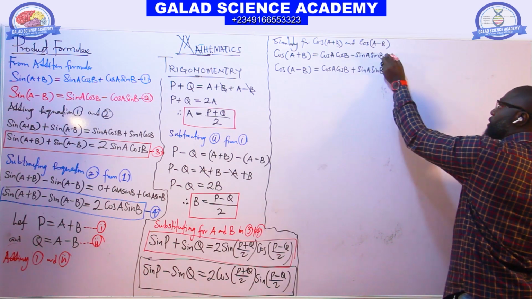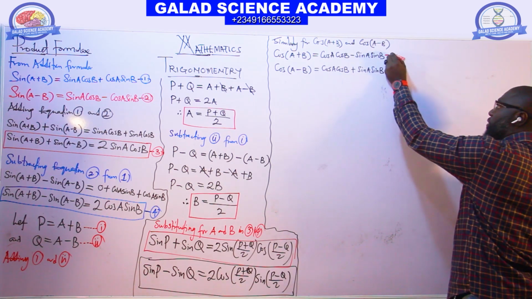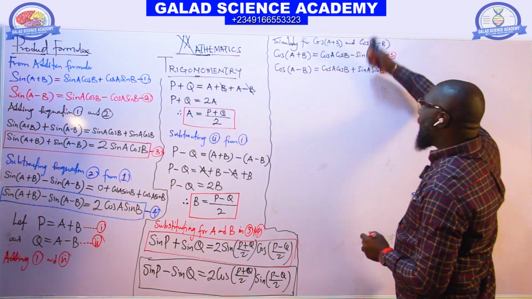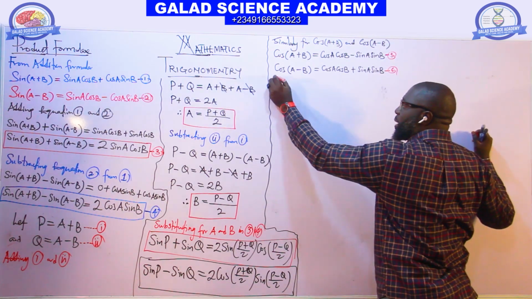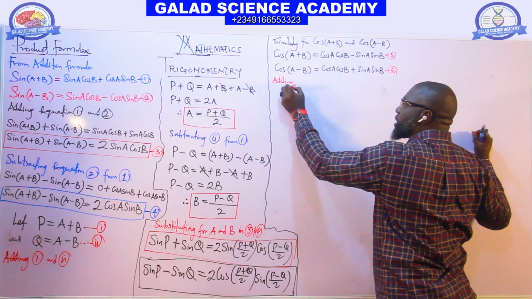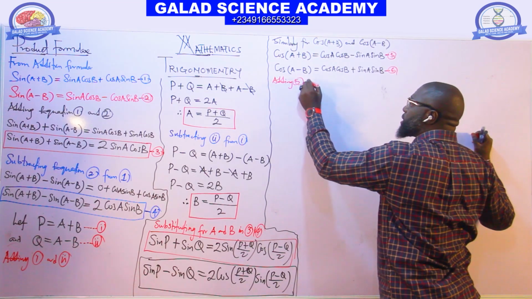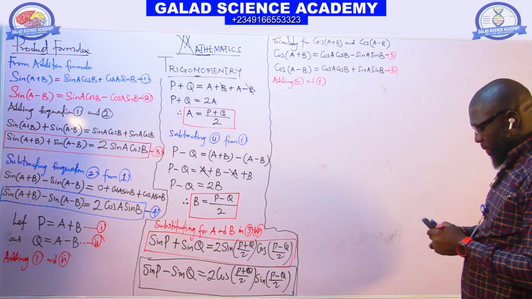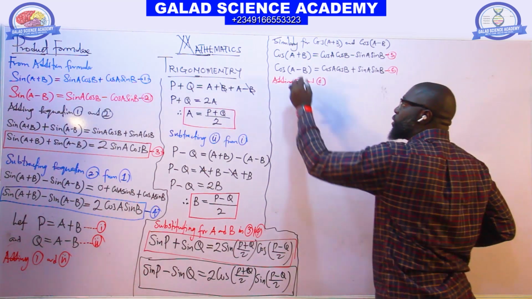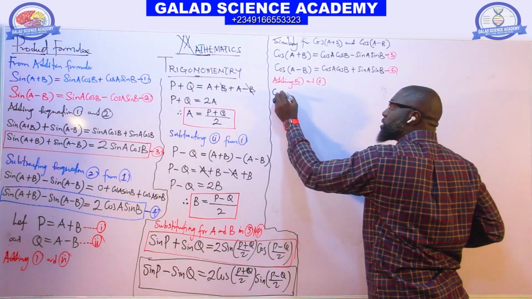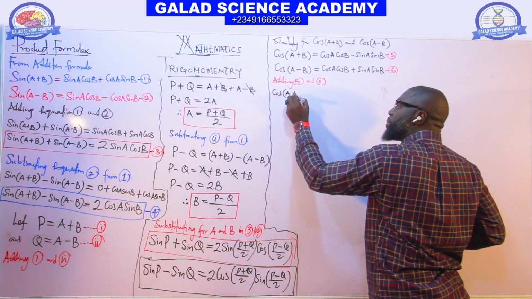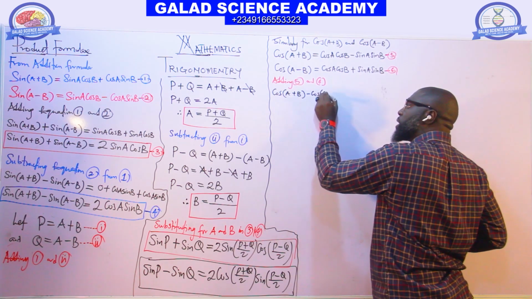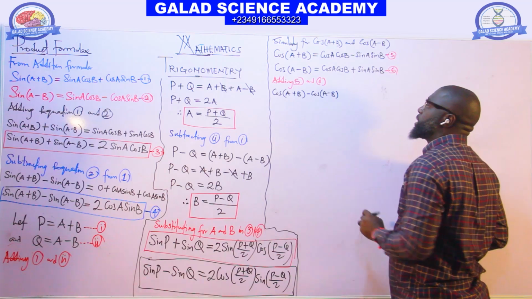So this is my equation 5. This is equation 6. By adding equation 5 and equation 6 together, what are we going to have? We have cos(A+B) minus cos(A-B).